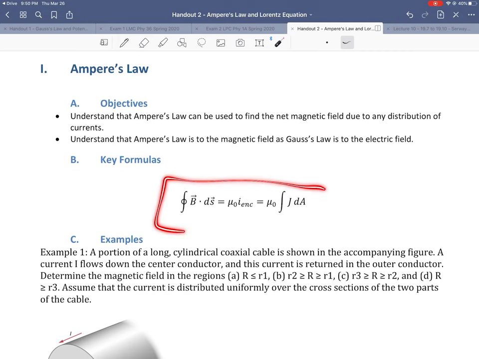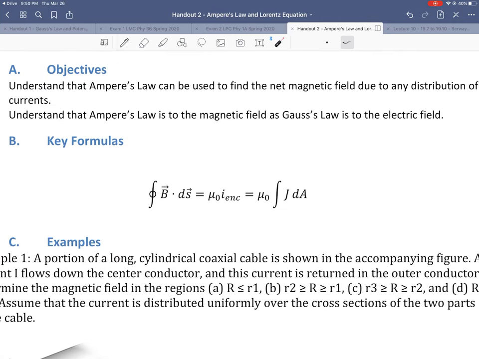Okay, so let's talk about today's topic, which involves current. And this, of course, is based on the idea of electromagnetism that says that anytime you have a moving charge, you get a magnetic field, not a stationary charge, which is why it didn't come up when we discussed Gauss's law, because those were all stationary charges.